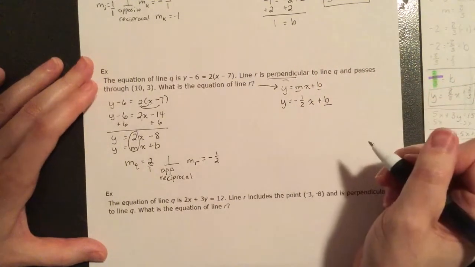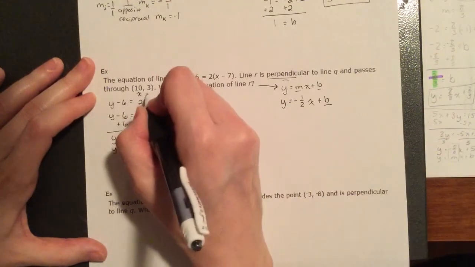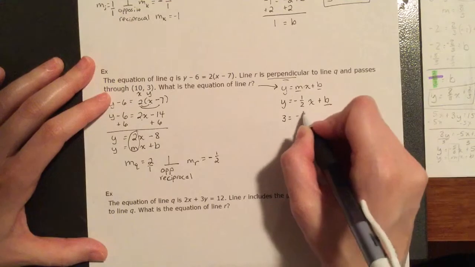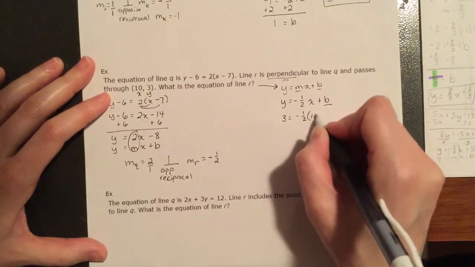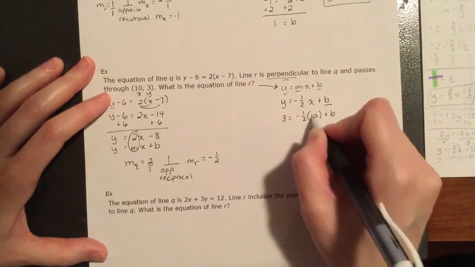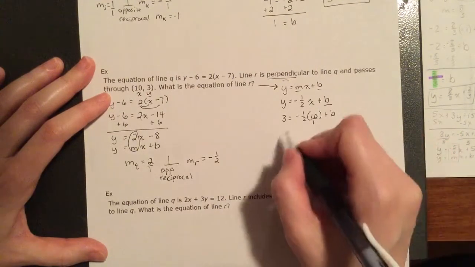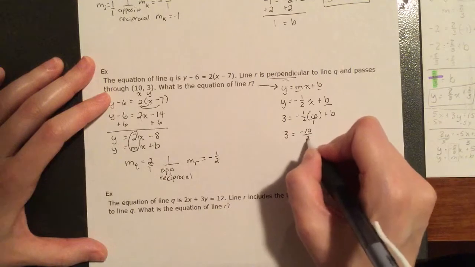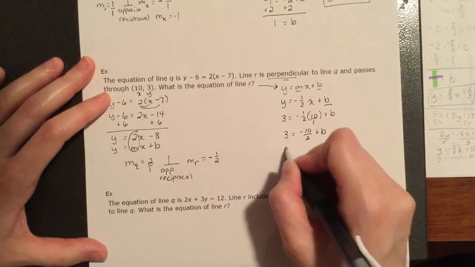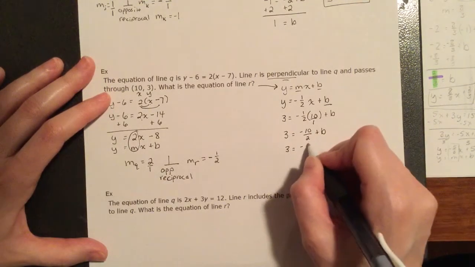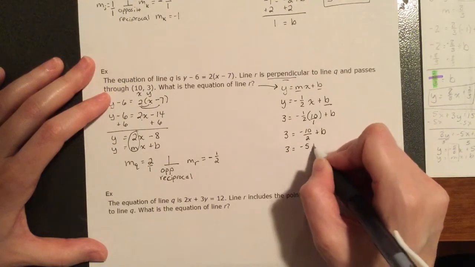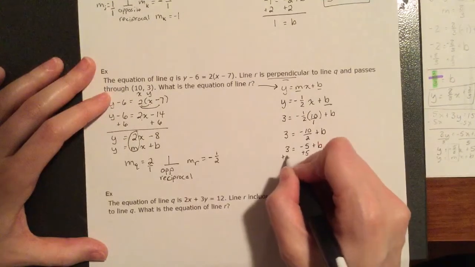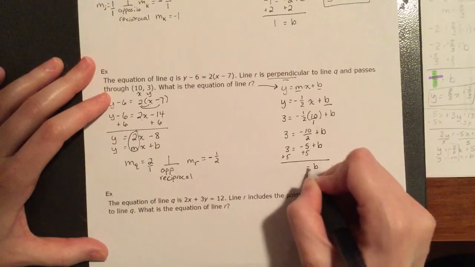Need a new b. Got to use our x and y. There's our x, there's our y. So our y value is going to be 3 is equal to negative 1/2 times 10 plus b. Put it as a fraction so I can multiply. 3 is going to be equal to negative 10 over 2 plus b. Simplify. 3 is going to be equal to negative 10 over 2 simplifies to negative 5 plus b. Add the 5 to both sides, and b is going to be equal to 8.